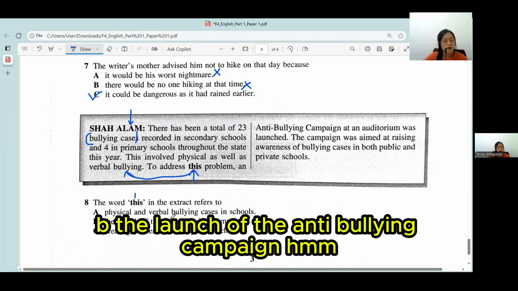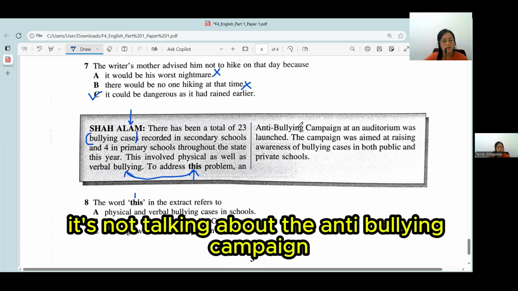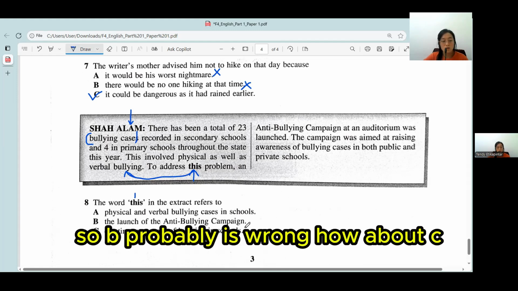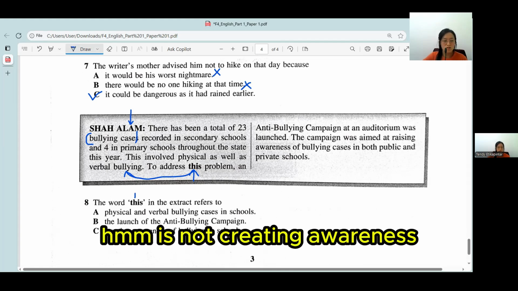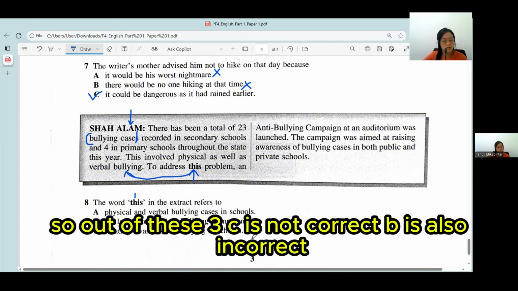B. The launch of the anti-bullying campaign. No, because this is a problem. It's not talking about the anti-bullying campaign, which is mentioned after the word. So B probably is wrong. How about C? Creating awareness of bullying in schools. It's not creating awareness because this is talking about what has happened, right? So out of these 3, C is not correct. B is also incorrect. So the answer is A.